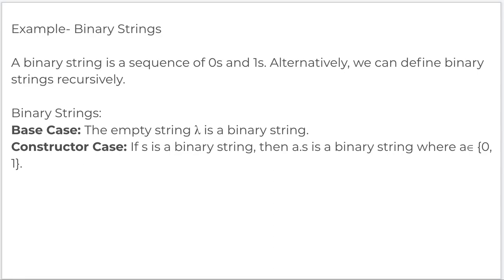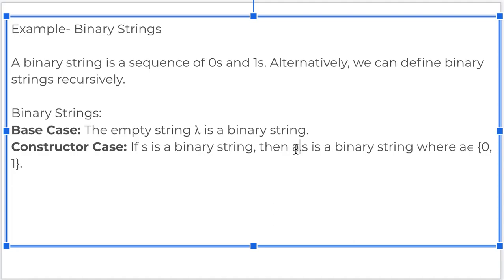So what is a binary string? It's a string of zeros and ones. Alternatively, we can define binary strings recursively, as shown here. The base case is the empty string, which we are just showing by lambda. And the constructor case is: if S is a binary string, then if you add any 0 or 1, so that A dot S is a binary string. So if you concatenate A to it, it is still a binary string, where A belongs to 0 or 1. So this could be 0 or 1, right? We use this definition to create arbitrary binary strings.